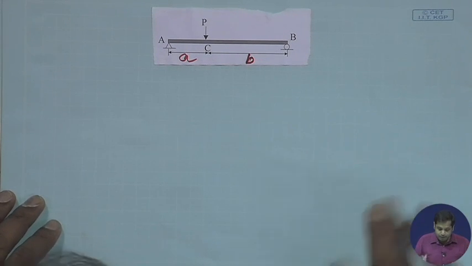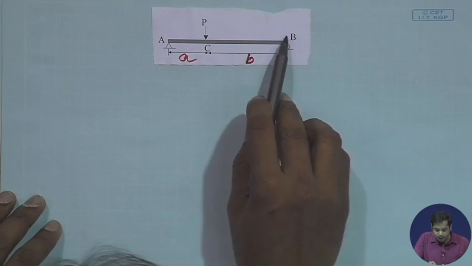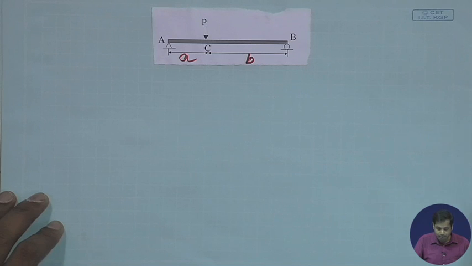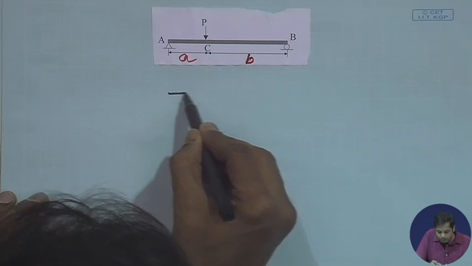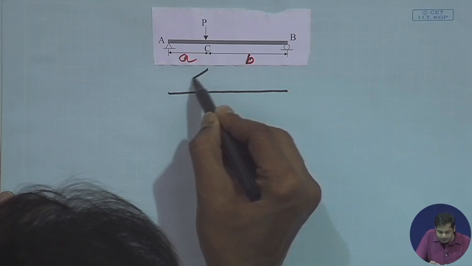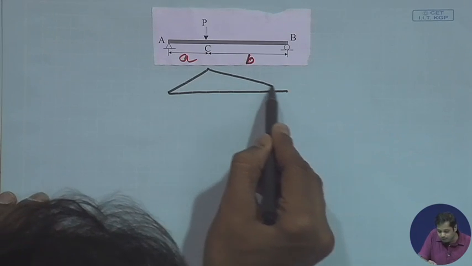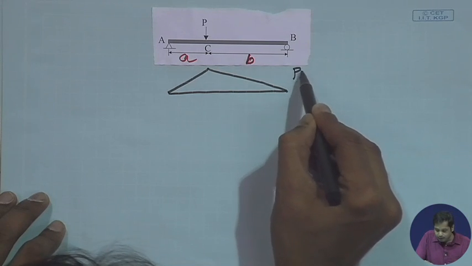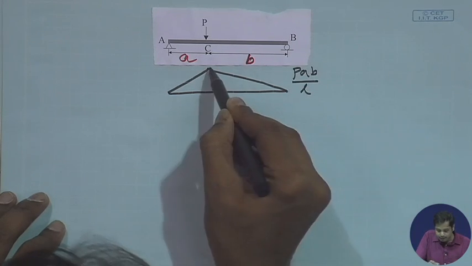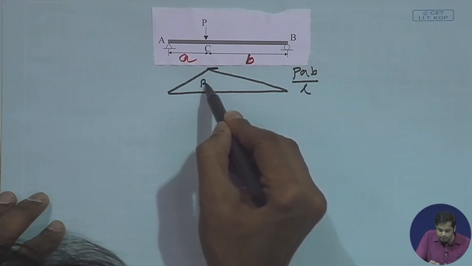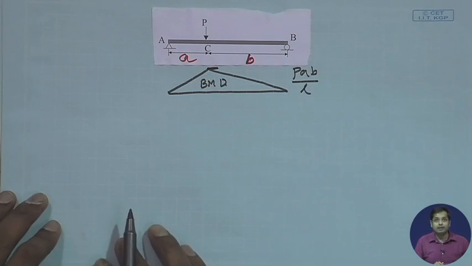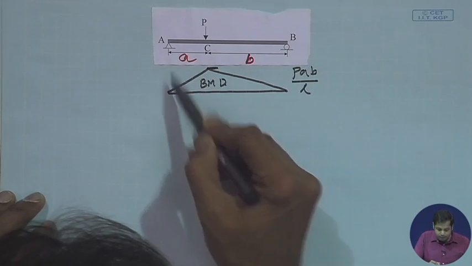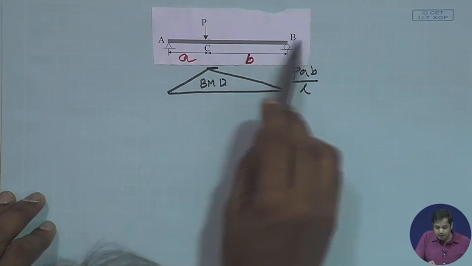Now, you see this problem, we can find the expression of the bending moment and shear force diagram. If you remember, the bending moment diagram for this problem was like this. Let us not write the shear force diagram right now, because we do not need it, and this value was P A B by L. This was the bending moment diagram. So, the expression for bending moment between A to C and between C to B are different.